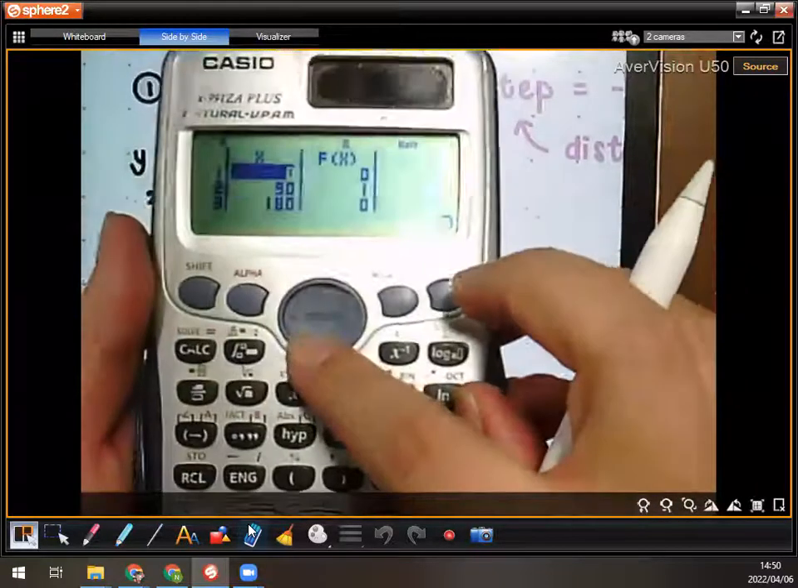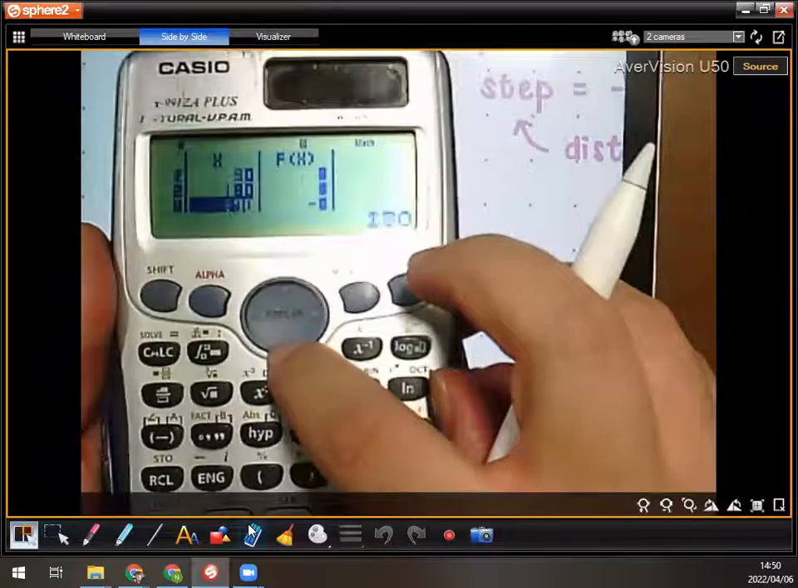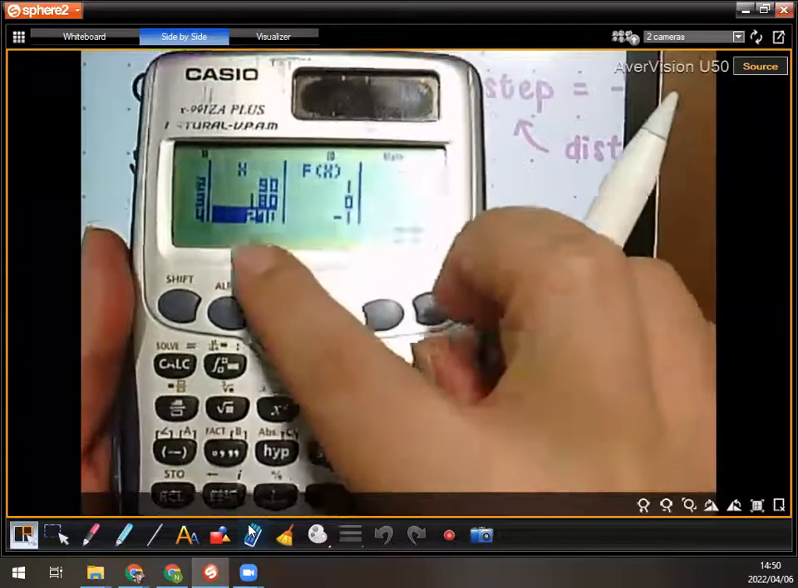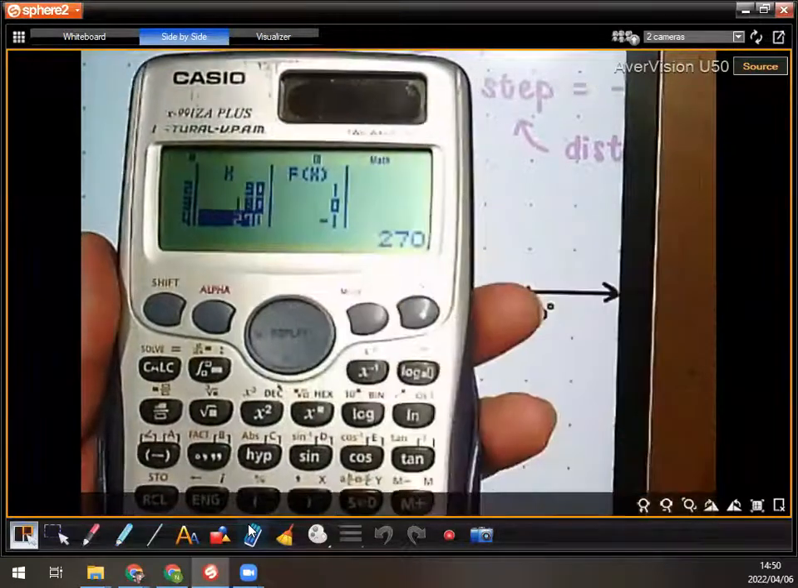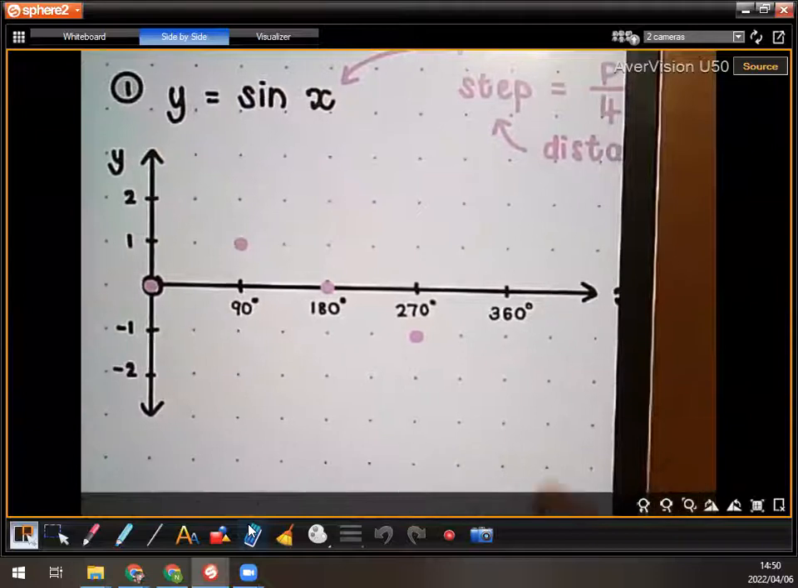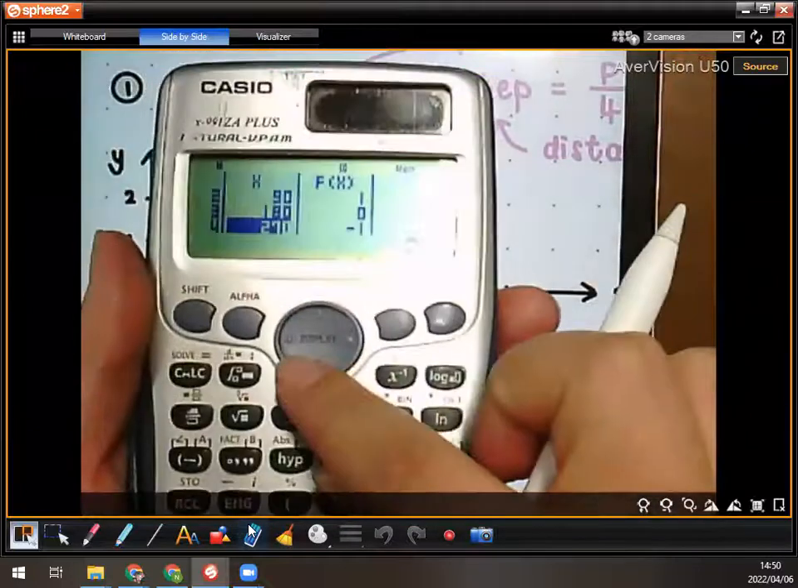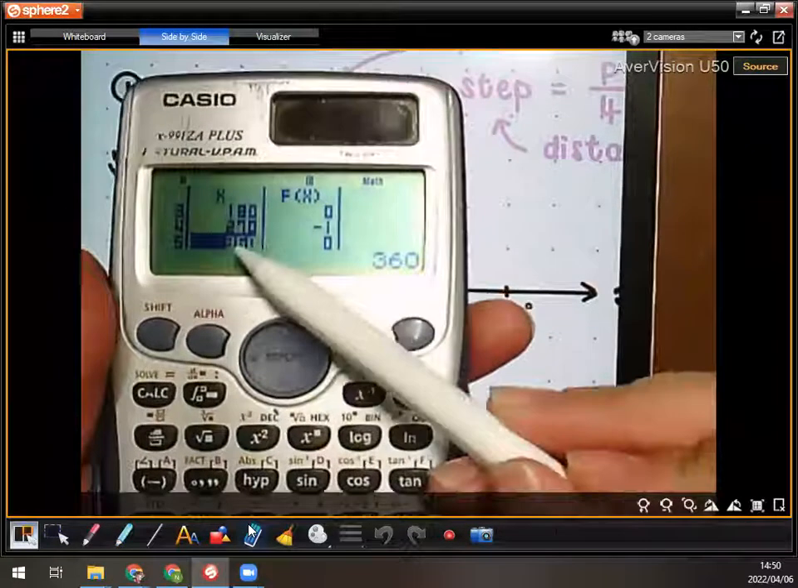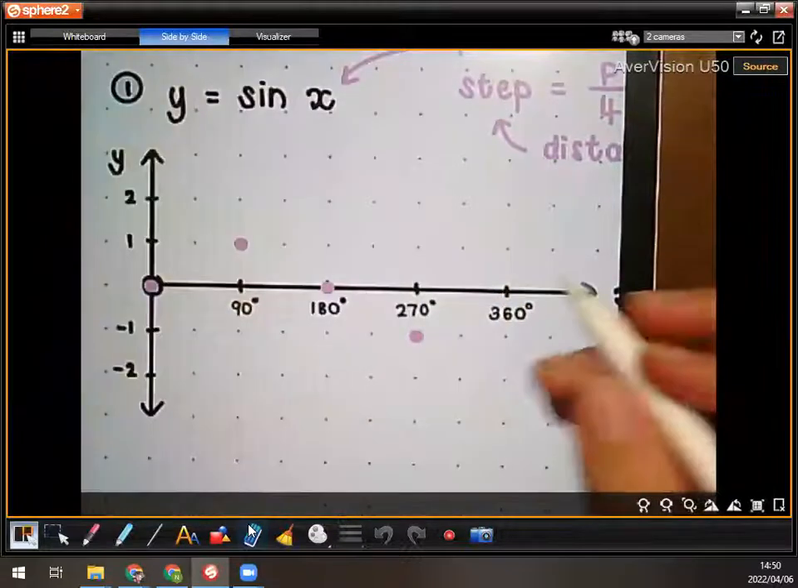Now, obviously, my table is finished, so I'm just going to press down, guys, and it does carry on, all right? X is 270, y is negative 1. X 270, y negative 1. And then we still need to go to 360, so we can press down again. X is 360, y is 0.